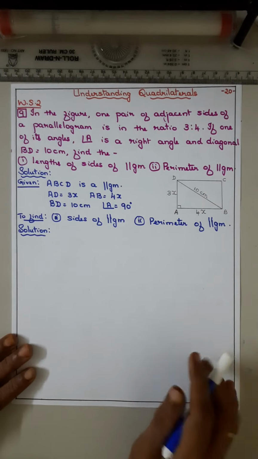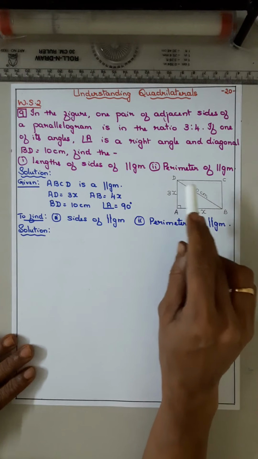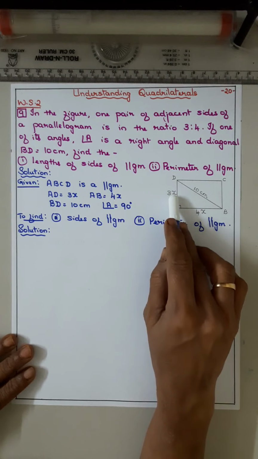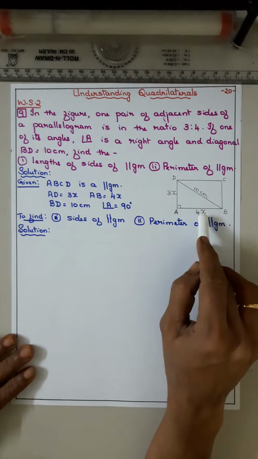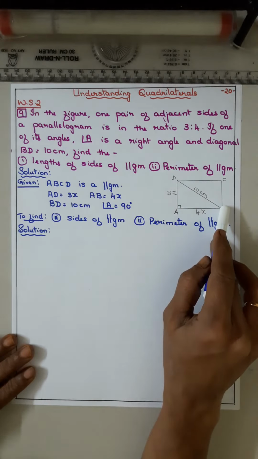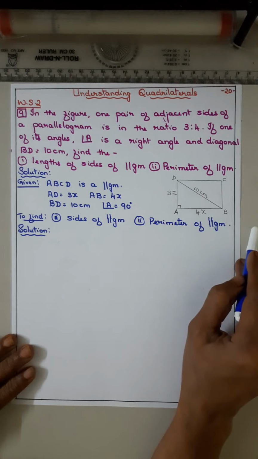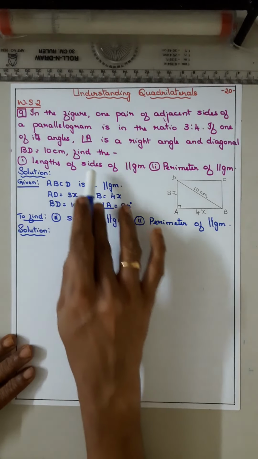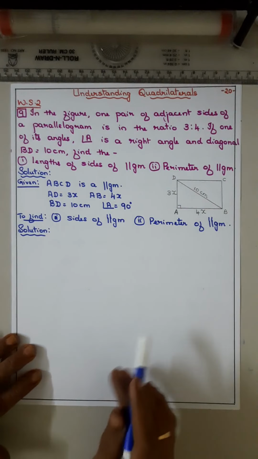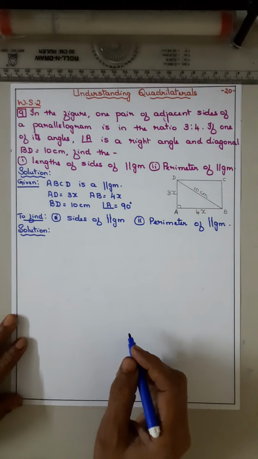Okay, given ABCD is a parallelogram. AD is 3x, since the ratio is 3:4. AB is equal to 4x. BD, the diagonal, is 10 centimeter and angle A is equal to 90 degrees. To find the sides of the parallelogram, and second, the perimeter of the parallelogram. Okay, now coming to the solution.